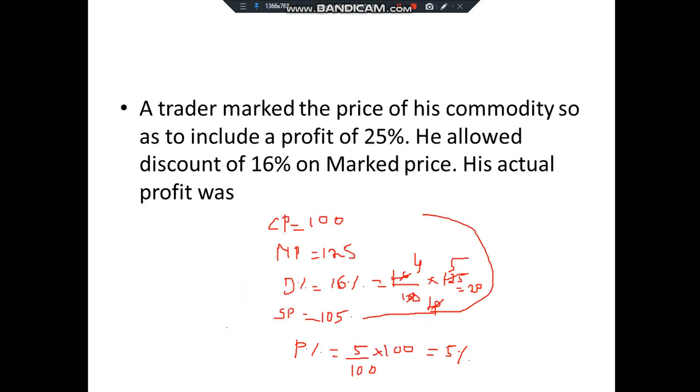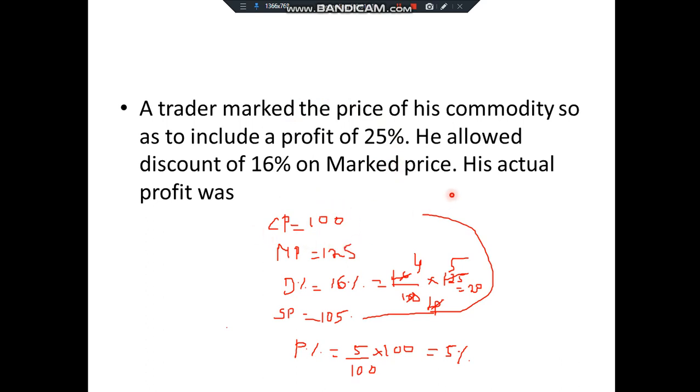Next question, a trader marked the price of his commodity so as to include a profit of 25%. He allowed a discount of 16% on mark price. His actual profit was... Actually, read the question carefully. You will have a doubt. They have already given us 25% and then again they are asking for profit. Actually, read the question. A trader marked the price of his commodity so as to include a profit of 25%. That is, that 25% is included in your marked price. Okay, so read the question carefully.